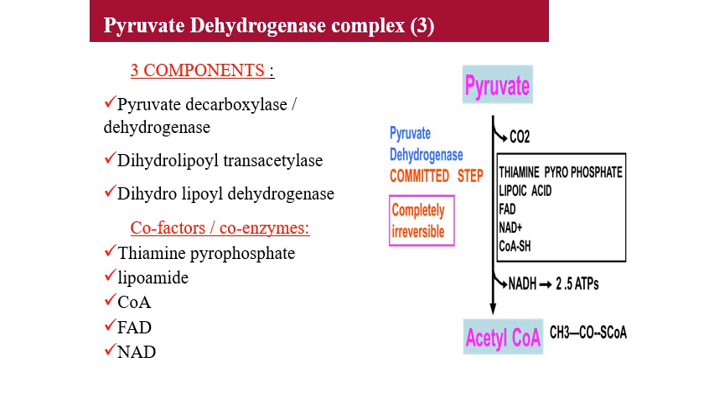The enzyme parts of the PDH complex are pyruvate decarboxylase or pyruvate dehydrogenase, dihydrolipoyl transacetylase, and dihydrolipoyl dehydrogenase. And the coenzymes are thiamine pyrophosphate, lipoamide, coenzyme A, FAD, and NAD. And remember, the pyruvate to acetyl coenzyme A reaction is a completely irreversible reaction. So, what is the purpose of this multi-enzyme complex?